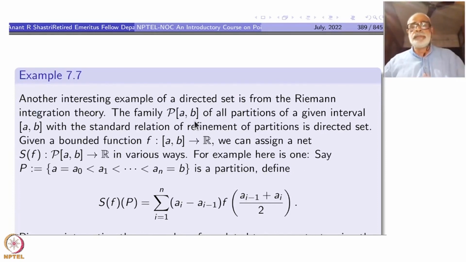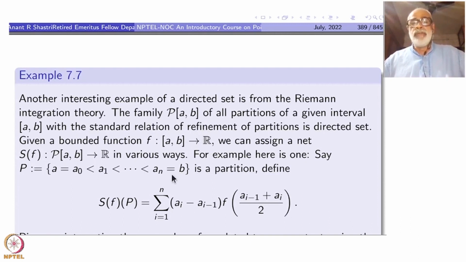is the Riemann integration theory. It comes in the Riemann integration theory. You start with a bounded function on a closed interval, and then you start cutting down the interval into partitions. Then you are not satisfied with that. You take any two partitions, you want a refinement of both of them. And that is precisely the notion of a directed system.